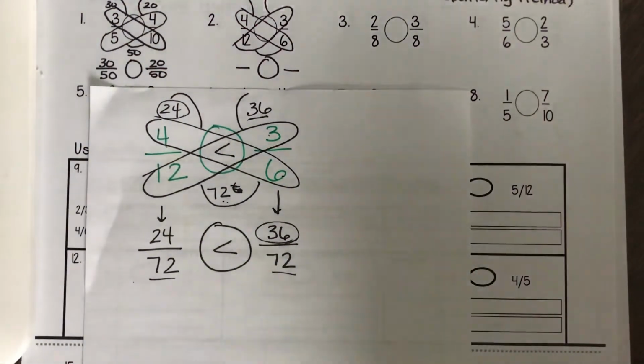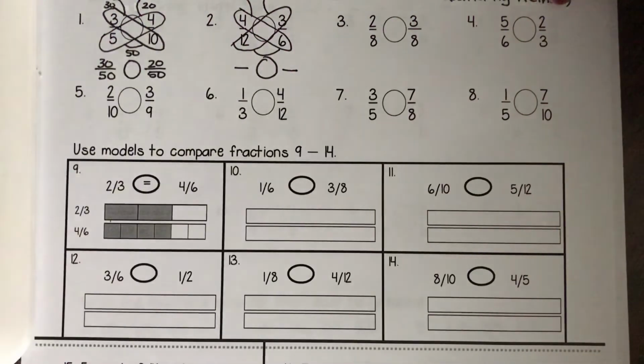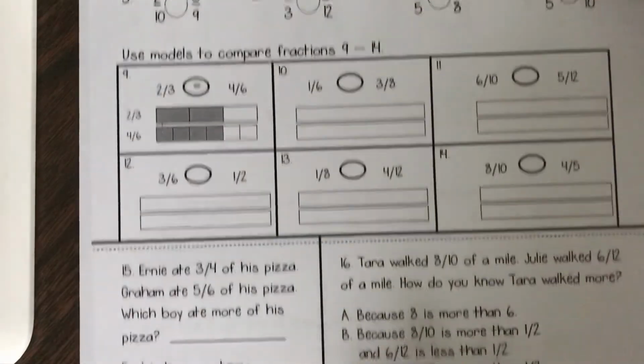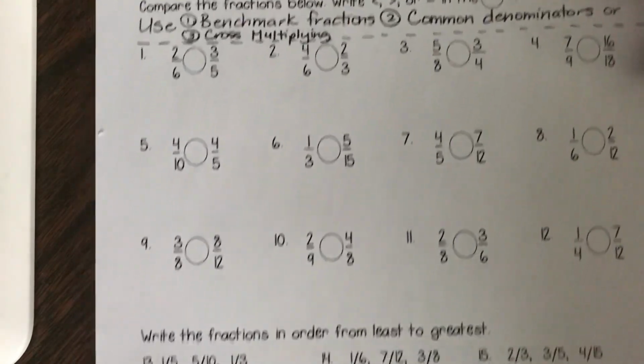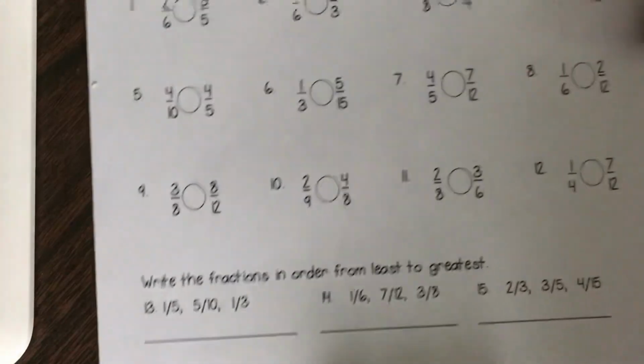So again, if you're going to use that cross multiplication with butterfly method, I need to see all of this work, please. And then at the bottom, you are using your tape diagrams, and then we have a couple word problems. And then the last page is, again, just kind of your choice, whatever you want to do, putting it all together. As always, please let me know if you have any questions or concerns.